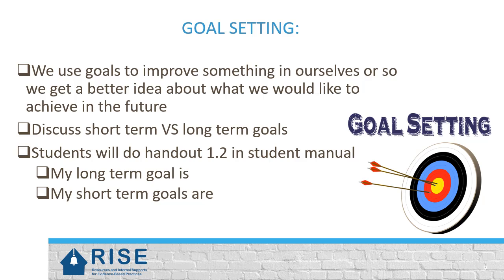You can have group members identify possible names for the group and vote on the one that they want. The last concept to be discussed during Session 1 is goal setting. Group leaders will explain that we can use goals to improve something in ourselves, and goals also can be used to get a better idea about what we would like to achieve in the future.